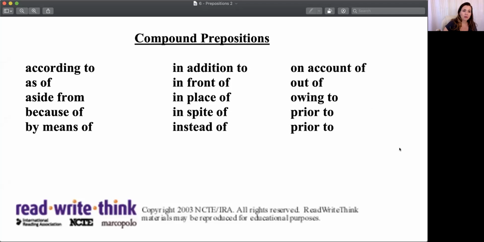Okay, and then we have compound prepositions. These would be where we have two or more words coming together, working as a preposition, like according to, in addition to, in front of, in place of, instead of, on account of. So take a minute and read through these compound prepositions. And then I'm going to take us back to the other page, and I want you to just take a minute and read through those prepositions.